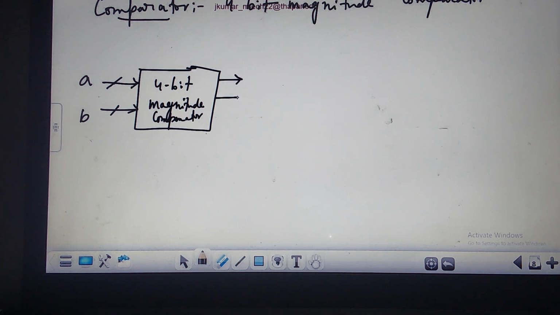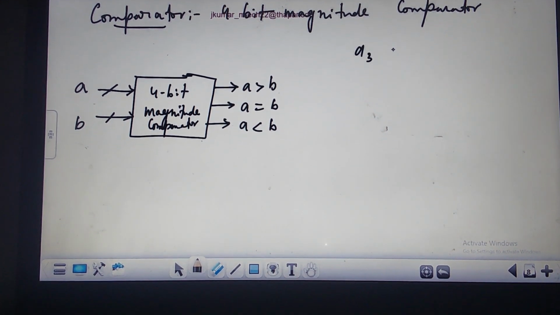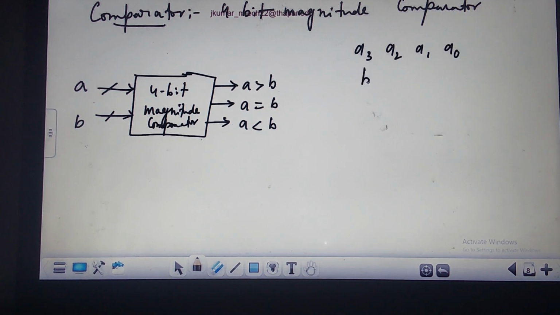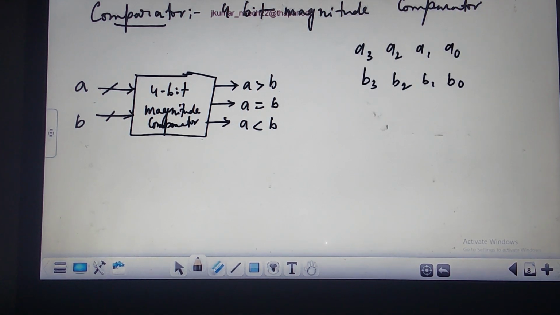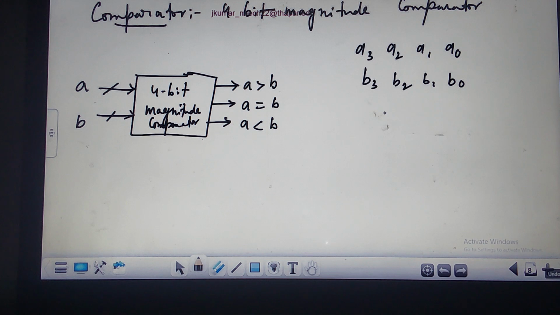What are the outputs of this? You can write A is greater than B, A is less than B, and A is equal to B. So when you say that A is equal to B, let us write A3, A2, A1, A0 and B3, B2, B1 and B0.